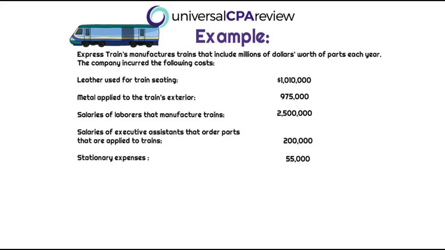Okay, so let's further illustrate this by taking a look at an example. Express Trains manufactures trains that include millions of dollars worth of parts each year. The company incurred the following costs. We had leather that is used for the train seating, $1.1 million, metal applied to the train's exterior, $975K, salaries of laborers that manufacture the trains, $2.5 million, salaries of executive assistants that order the parts that are applied to the trains, $200,000, and stationary expenses, $55K.